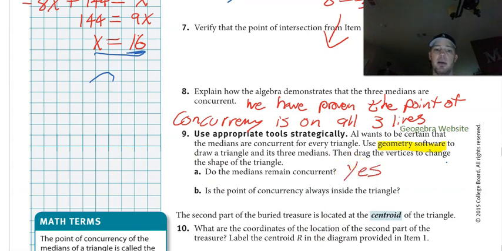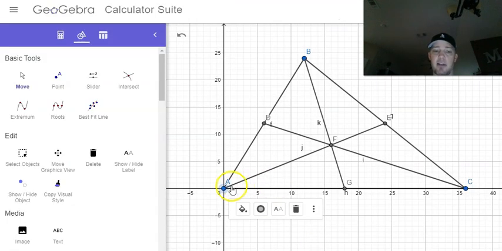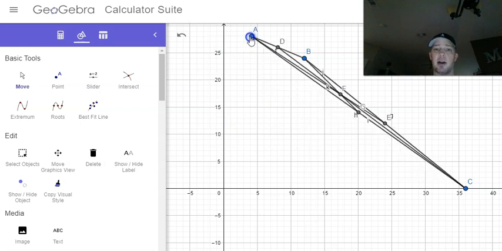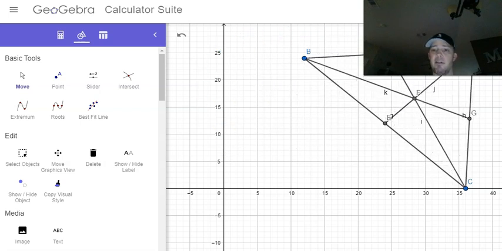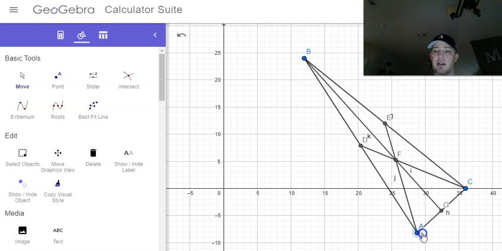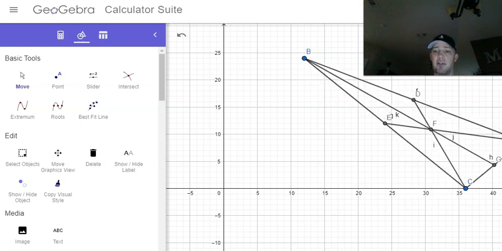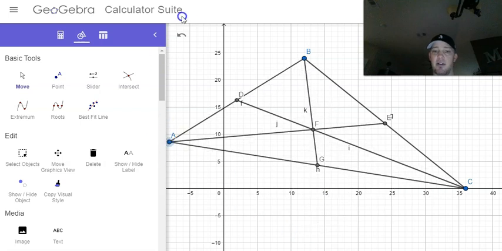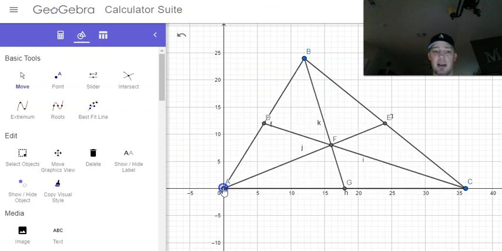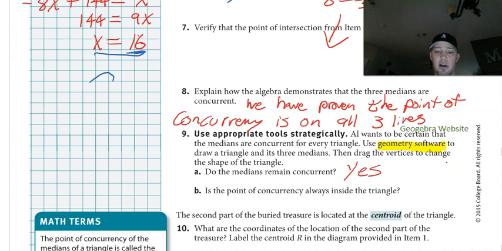Is the point of concurrency always inside of the triangle? Maybe some of you noticed that, in fact, it is always inside of the triangle. Notice no matter where I put this on the screen, point F, where all of those meet, is always going to be inside of the triangle. So over here, inside of the triangle. I try and put it on the other side, inside of the triangle. You can't make this one be outside of the triangle. So yes, it's always inside of the triangle.